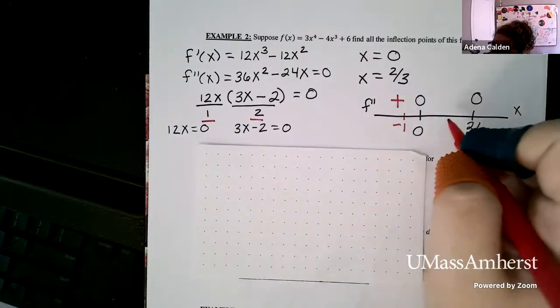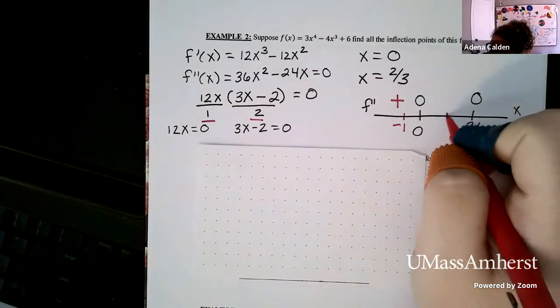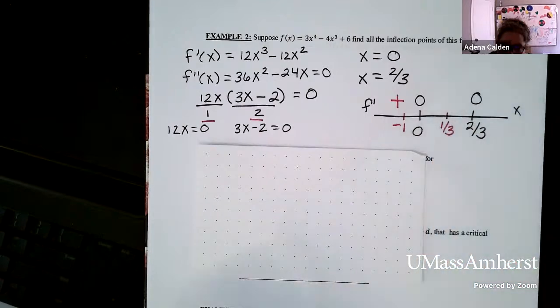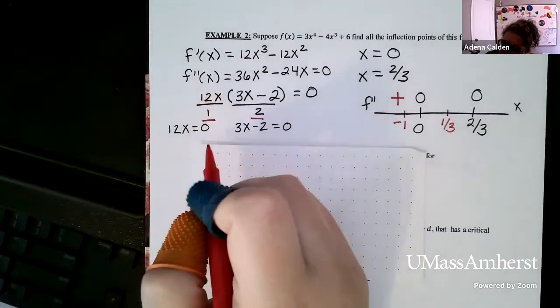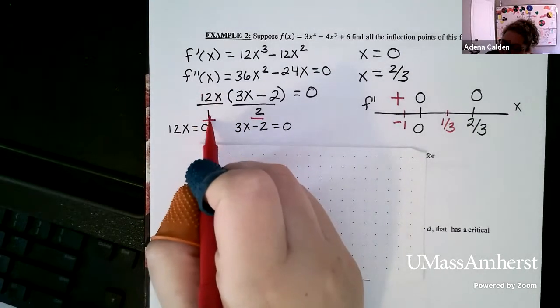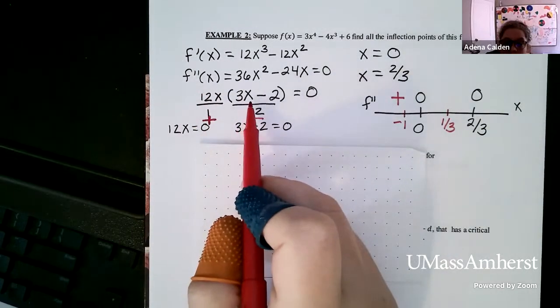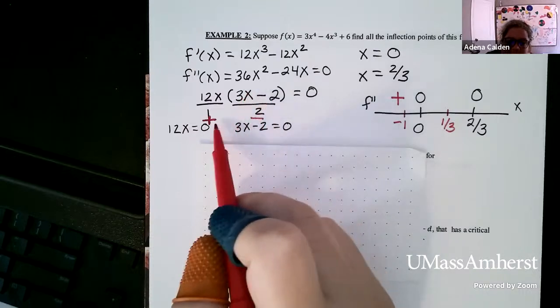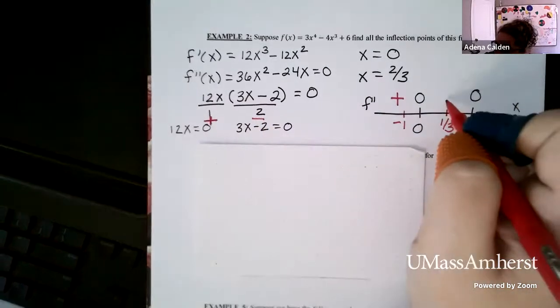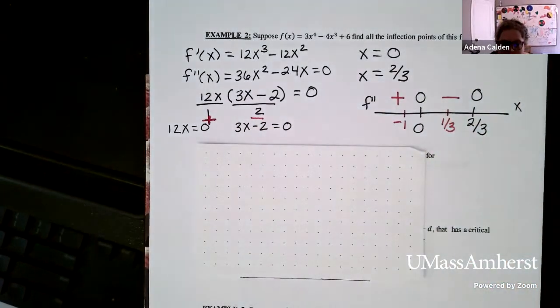Okay. Now I want to test something between 0 and 2/3. So I'm going to test 1/3. If I plug a 1/3 into 12x, that's going to give me something positive. If I plug in a 1/3 here, 1/3 times 3 is 1. 1 minus 2 is negative. So I have positive times negative, which is negative.